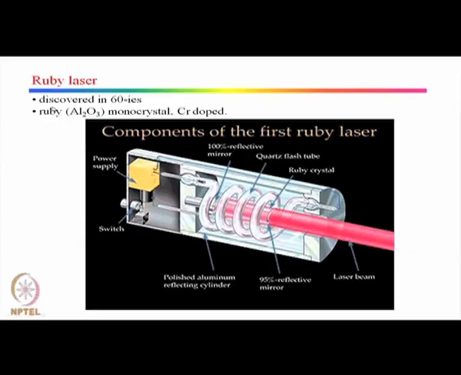So, that I am not going to discuss in detail here, because it is outside the scope. This is the typical schematic of a ruby laser, that this is your active medium and this is your quartz flash lamp.